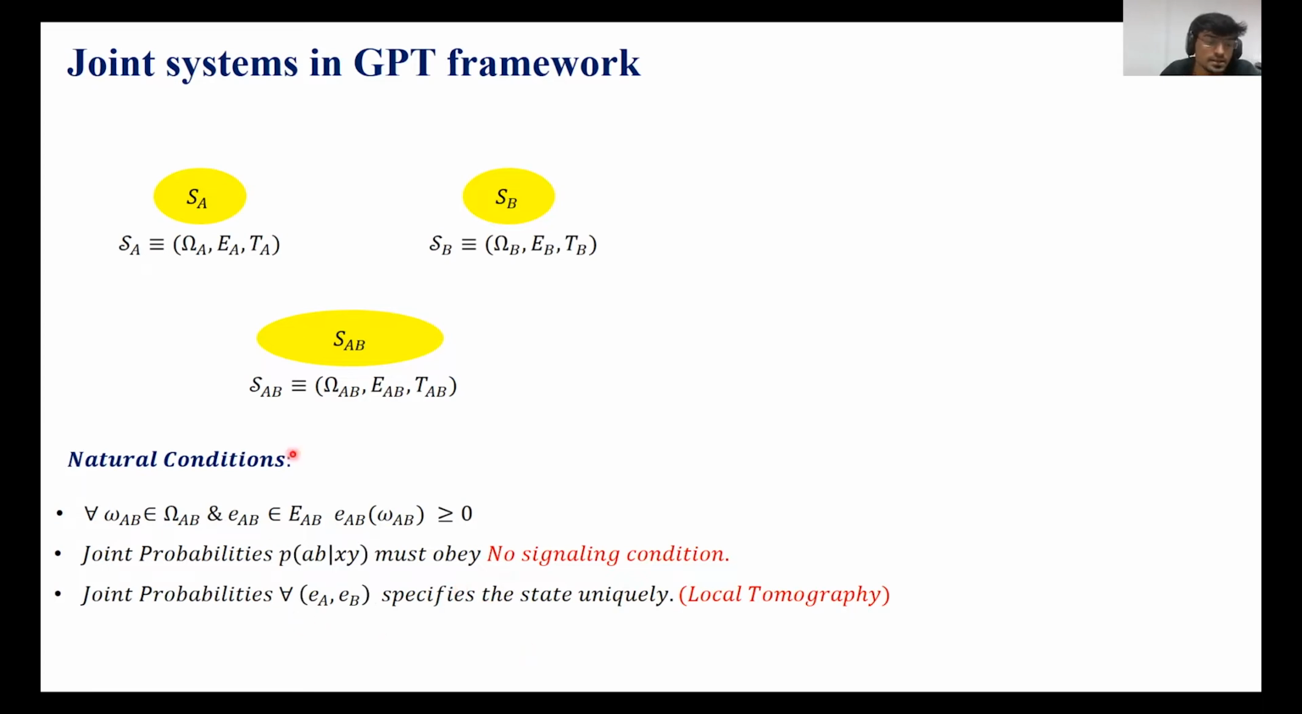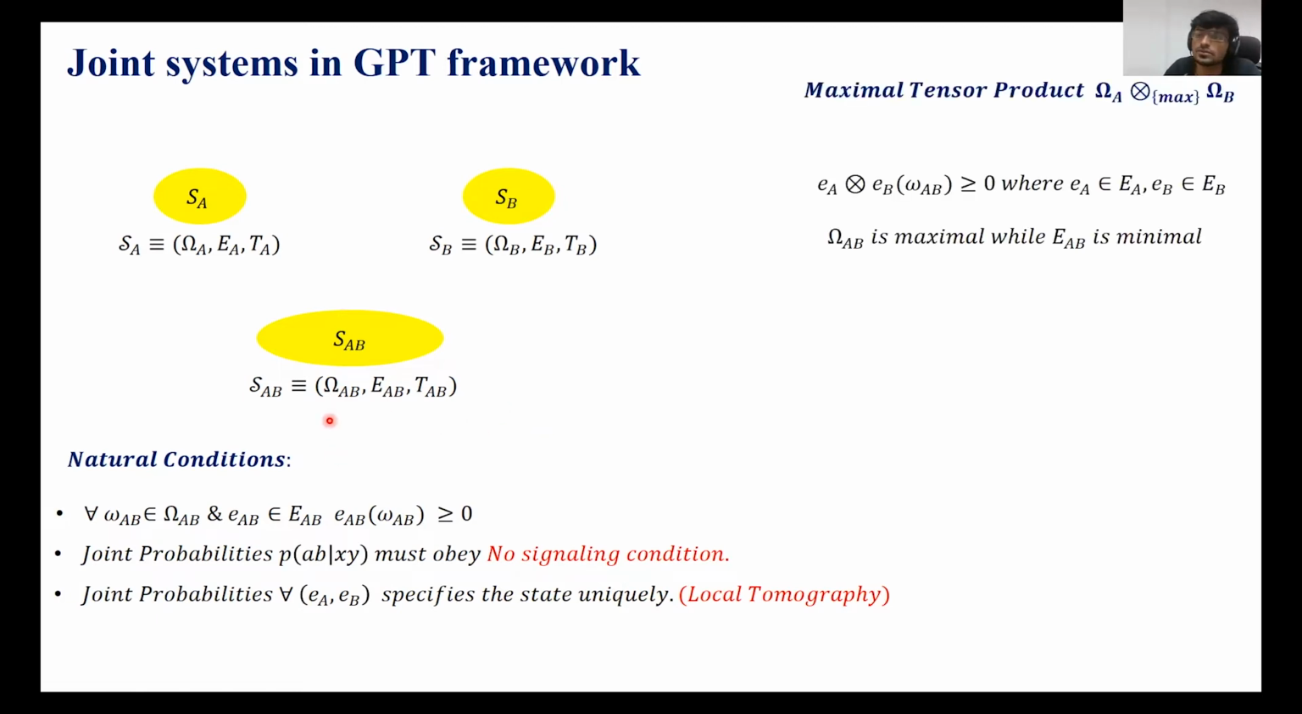That means if a state from the system is shared between two space-like separated parties, then the parties will be able to locally tomograph the state. So under these conditions, we can see that only some sorts of compositions are allowed, which actually lie between what is known as the maximal and the minimal tensor product.